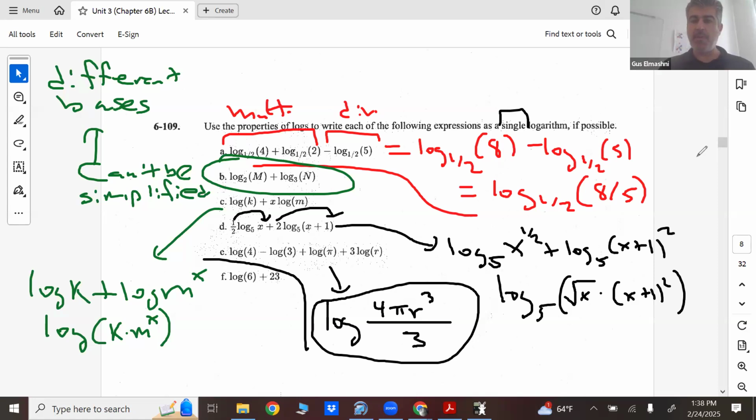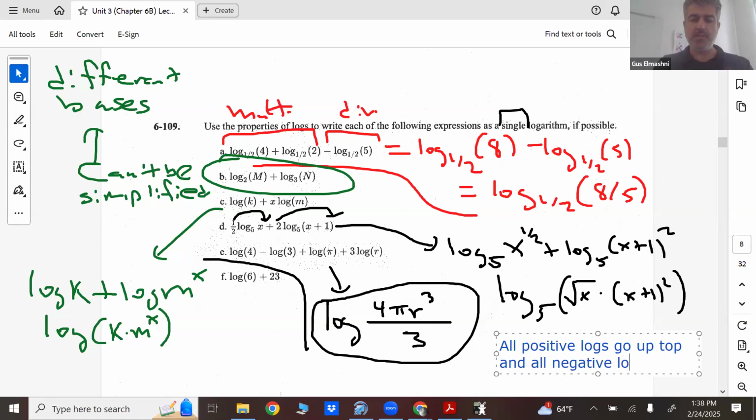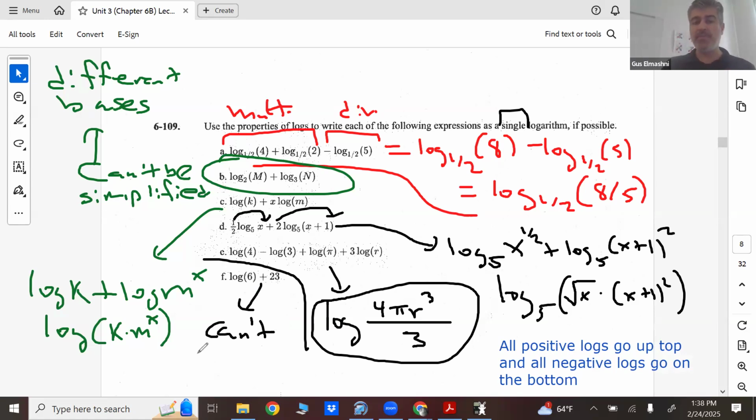Let me write this down so you guys can make sense of this. All positive logs go up top, and all negative logs go on the bottom. That's x to the half. When you have x to the half, it's root x. Okay. F can't be simplified. It just is what it is. You don't multiply, because you don't have a log next to 23. So you just leave it alone.